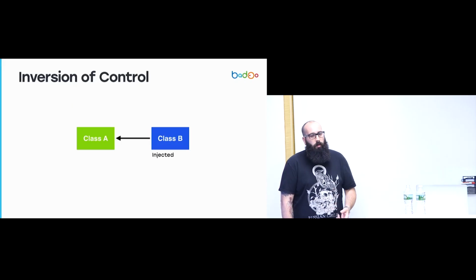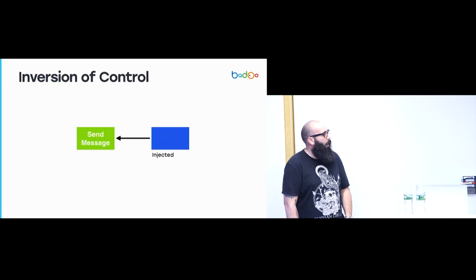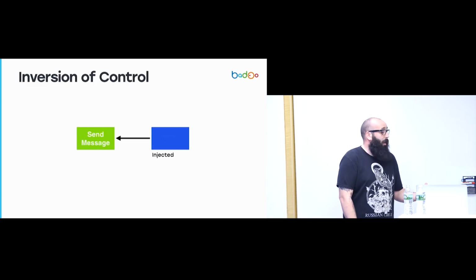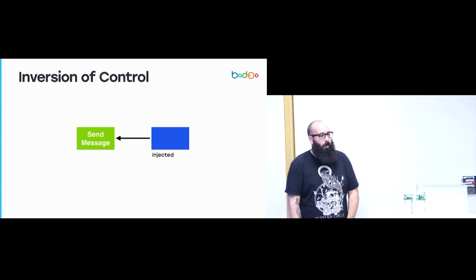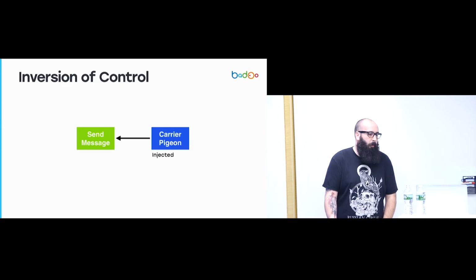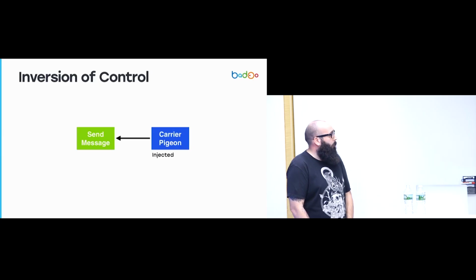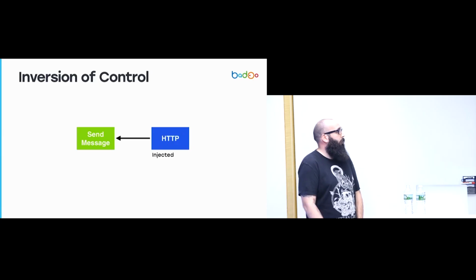What this allows us to do is quite easily change the implementation. And class A in that case would know nothing about the actual implementation. So, as we were talking about sending a message, we could have an implementation that sends it by a carrier pigeon. Or probably more usefully, we could have an implementation that uses HTTP.